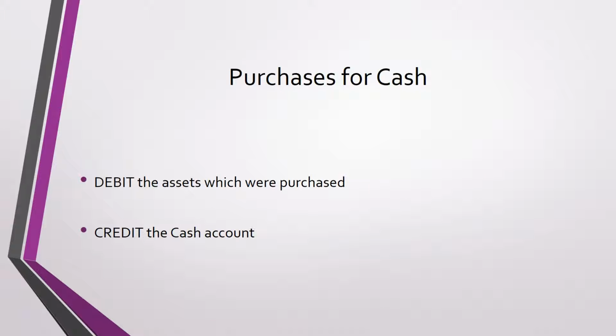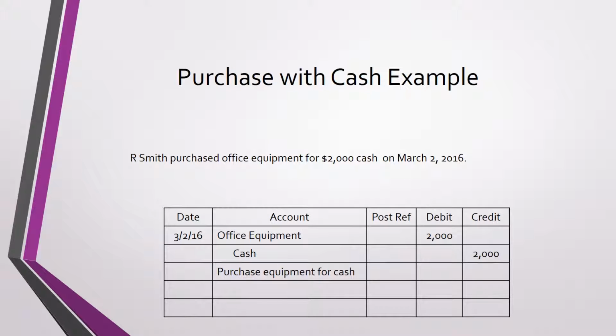Our next type of entry is a purchase for cash. In this entry, we debit the assets which were purchased, and we credit the cash account. In this example, R. Smith purchased office equipment for $2,000 cash on March 2nd, 2016.